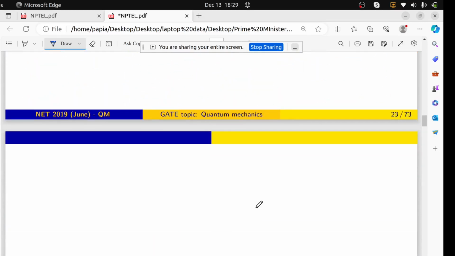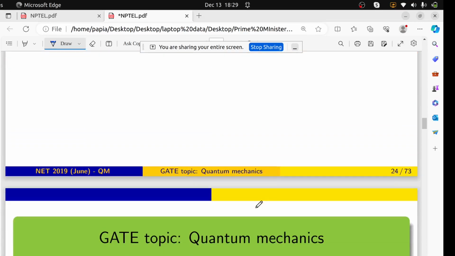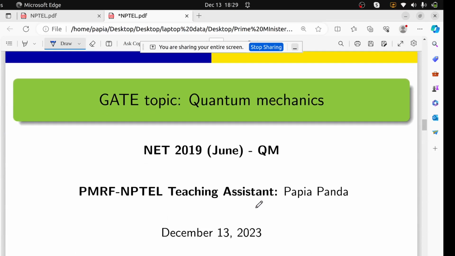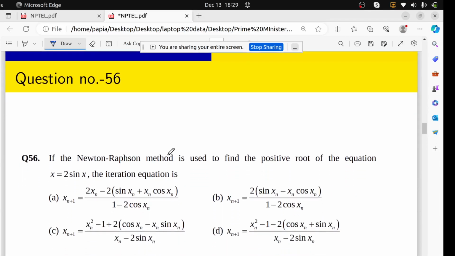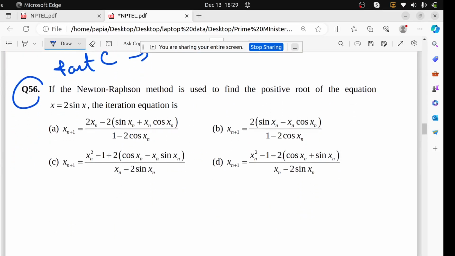Now I think the time has already gone too much, so we can go to the next question quickly. This one also I have taken from the same question paper, and this is question 56. See, this is 56, that means this is a Part C question paper, right? Now come to the question. If the Newton-Raphson method is used to find the root of the equation, what will the iteration equation be? You can see this is a Part C question, but it's a very simple question. So just do that one quickly.